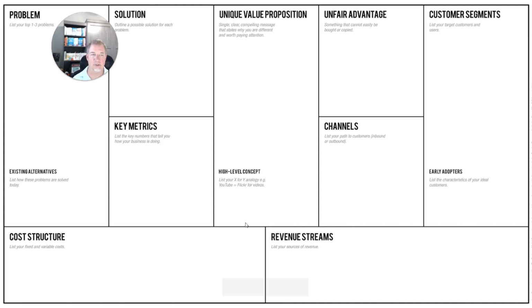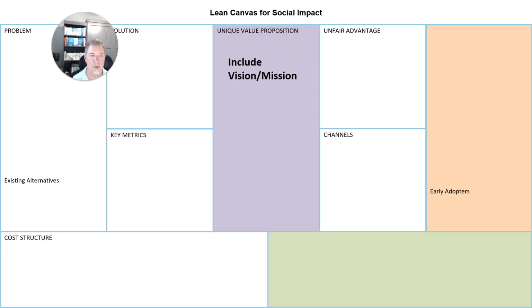And this is all it is. It's one page and it has 9 different boxes. We're going to go through each one of these in detail in different videos over the next week to 2 weeks. The most important boxes are the ones on the 2 edges, the customer segment and the problem box.